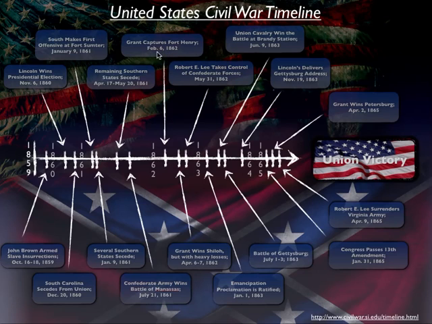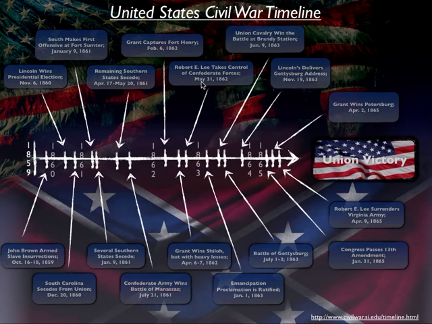Then the following year, on February 6th of 1862, Grant had a victory and captured Fort Henry from the Confederate Army. On April 6th and also the 7th, Grant won another victory at Shiloh, but he experienced some heavy losses.